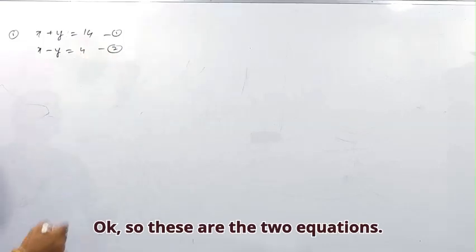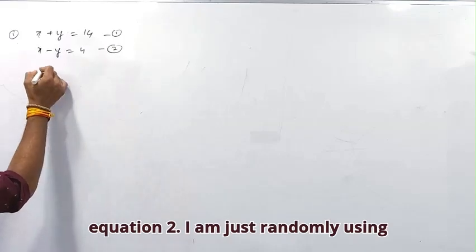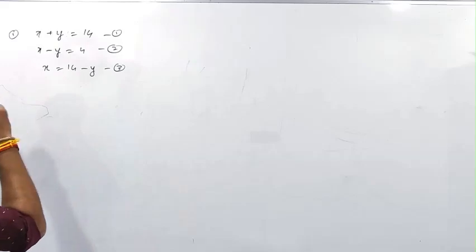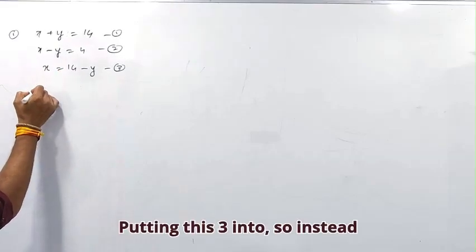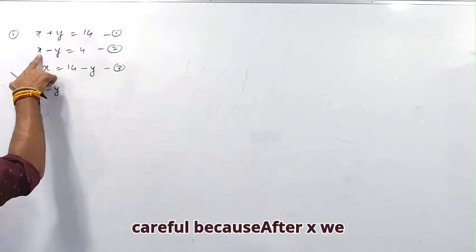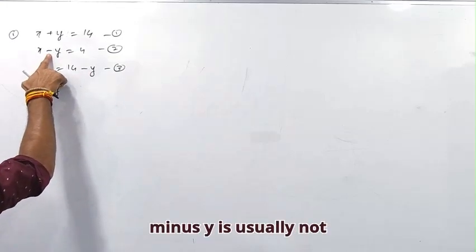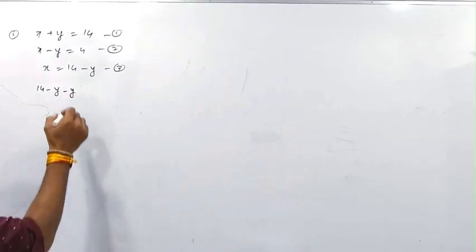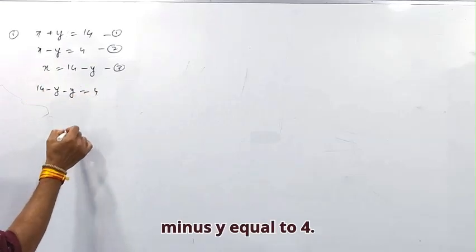Okay, so these are the two equations. You can use either equation 1 or equation 2. I am just randomly using equation 1. So putting this 3 in, instead of x I will write 14 minus y. Be careful because after x you have 14 minus y. This minus y is usually not written by students and they make a mistake. So instead of x, 14 minus y equal to 4.